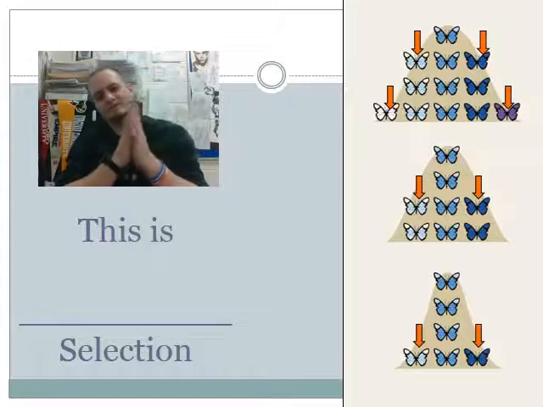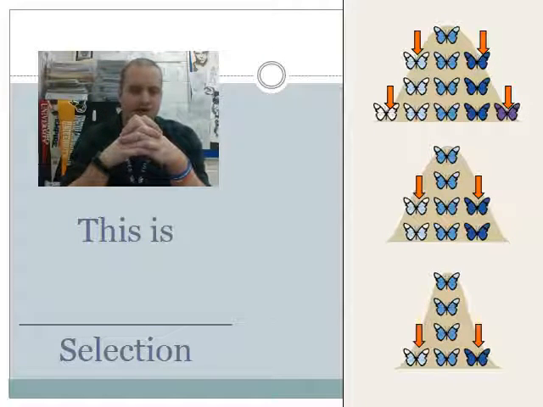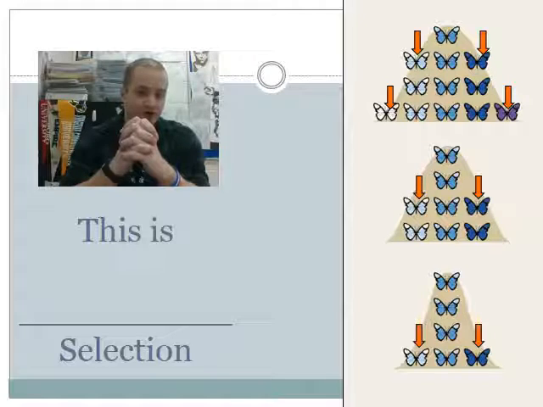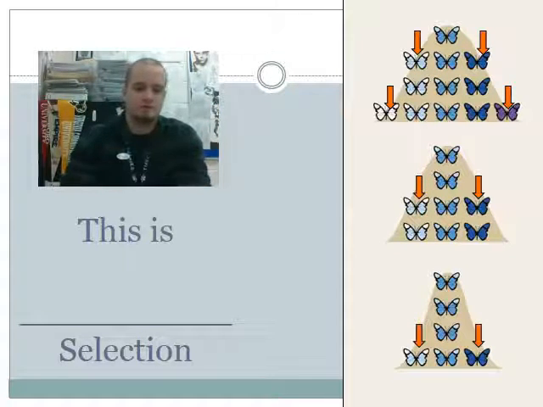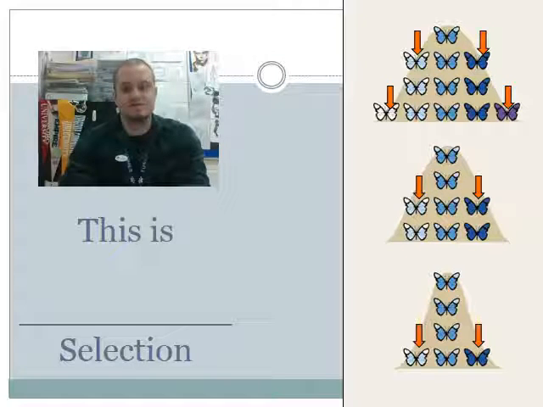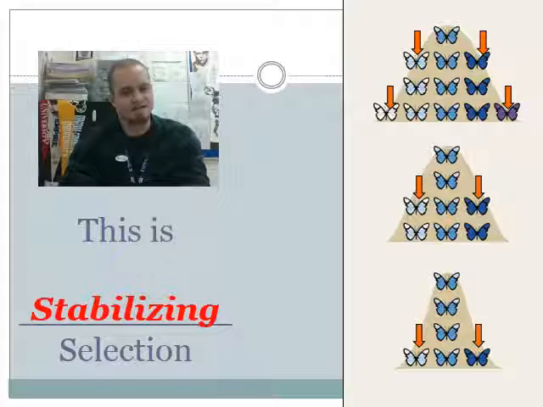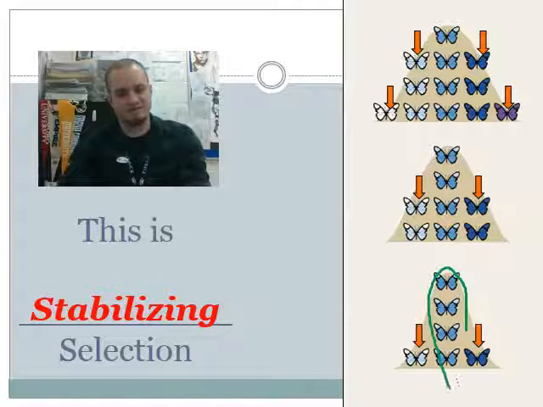So what do we have here? It looks like over time, the white as well as the purple are slowly dying off, whereas the middle, the light blue, seems to be thriving. This is what we would call stabilizing, because as you can see here, the middle ground is the best type to have.